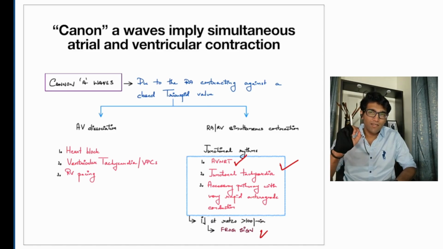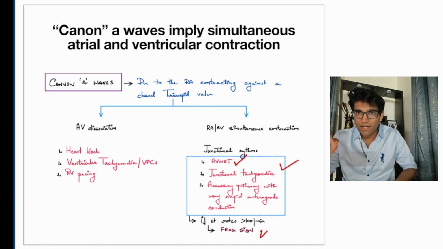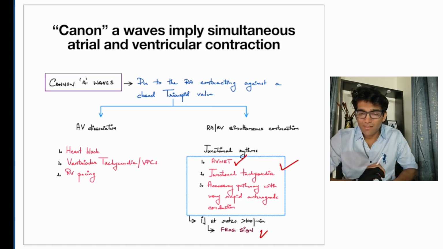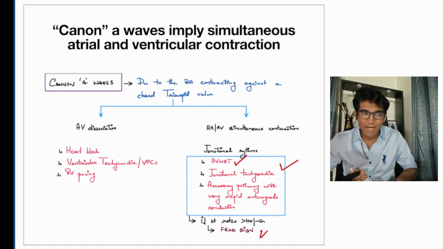Actually, this finding on JVP can help you differentiate between an AVNRT and heart block just by looking at the patient. So it is something that looks very cool when done at the bedside. But again, once you understand the mechanisms, there is nothing really that complicated. Okay.